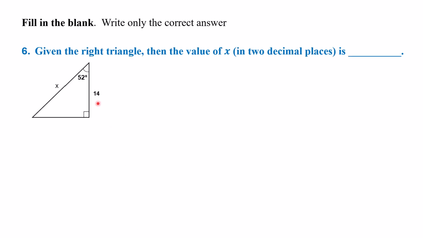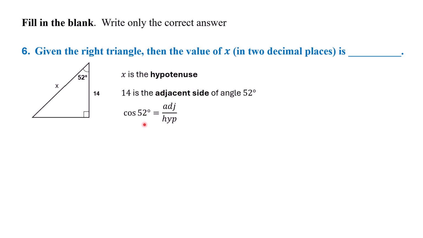For the next problem, given the right triangle below, the value of x in two decimal places is. So here we can see that x is the hypotenuse in this right triangle, and 14 is the adjacent side of this angle 52 degrees. To find x, we can use the relationship adjacent over hypotenuse, which is cosine 52 degrees. Substituting the values, we have cosine 52 is equal to 14 over x.